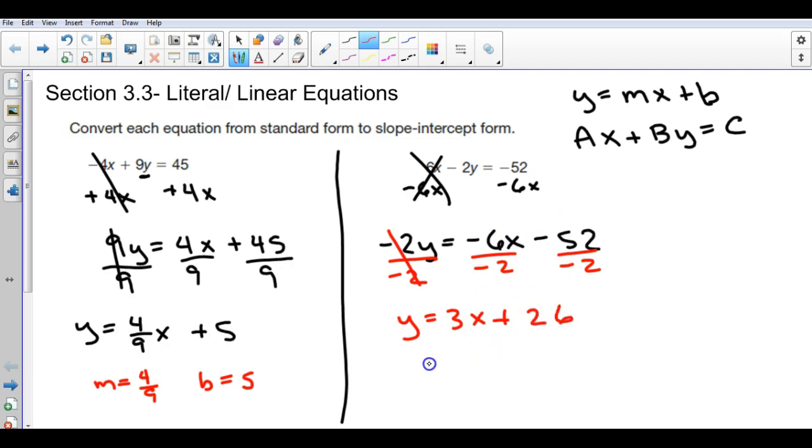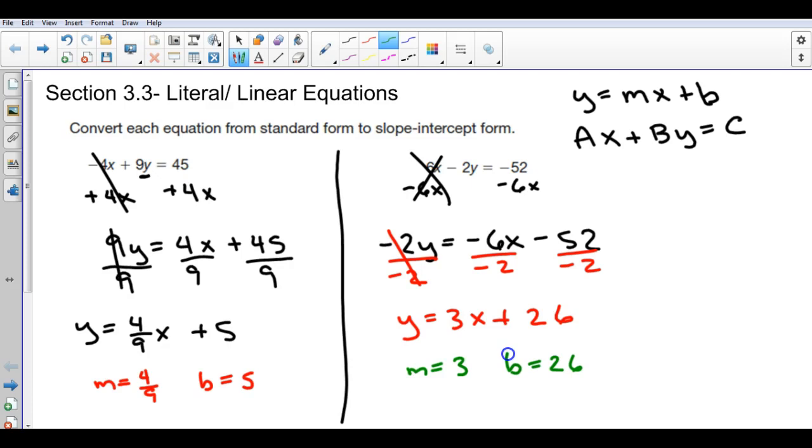So at the very end of this, what that means is that my slope is 3, or you could even write it as 3 over 1. And my y-intercept is 26. So they seem like very short problems. The point of converting things is it's a lot easier to graph sometimes when something is in slope-intercept form. So this might be a thing that you would want to do.